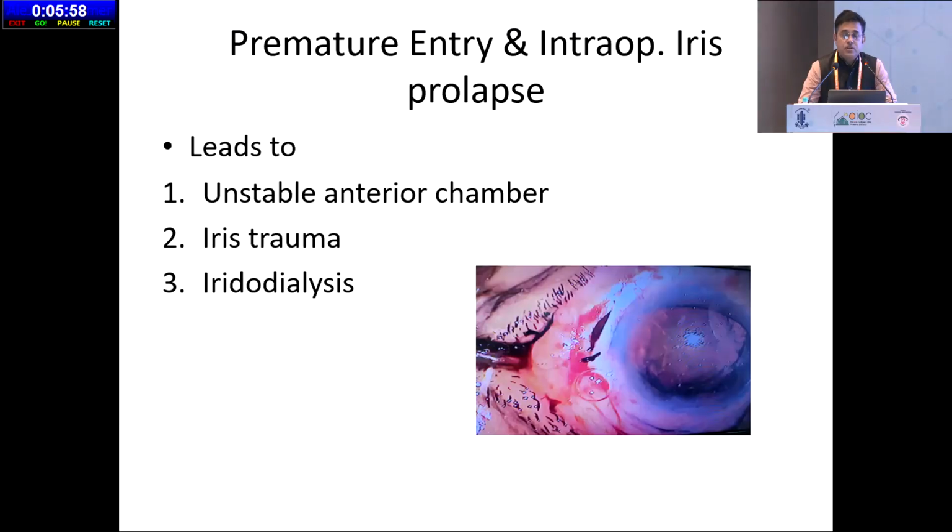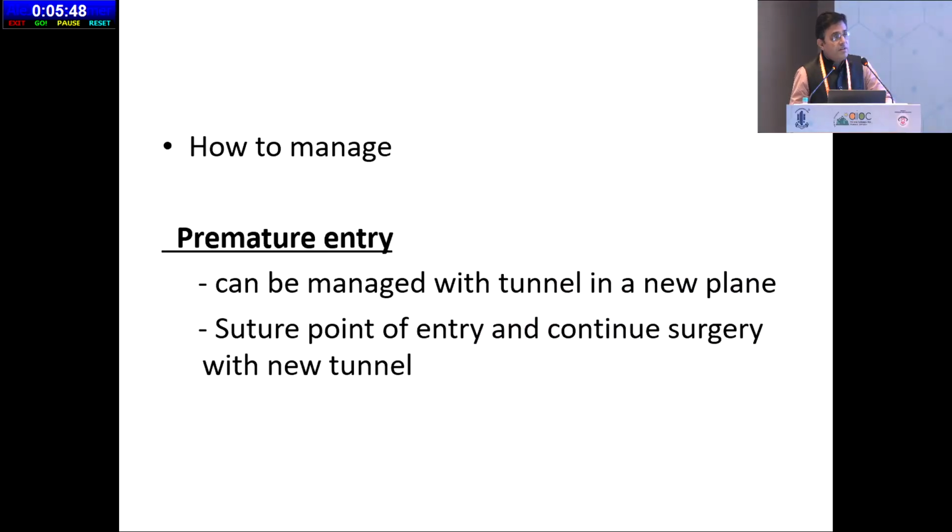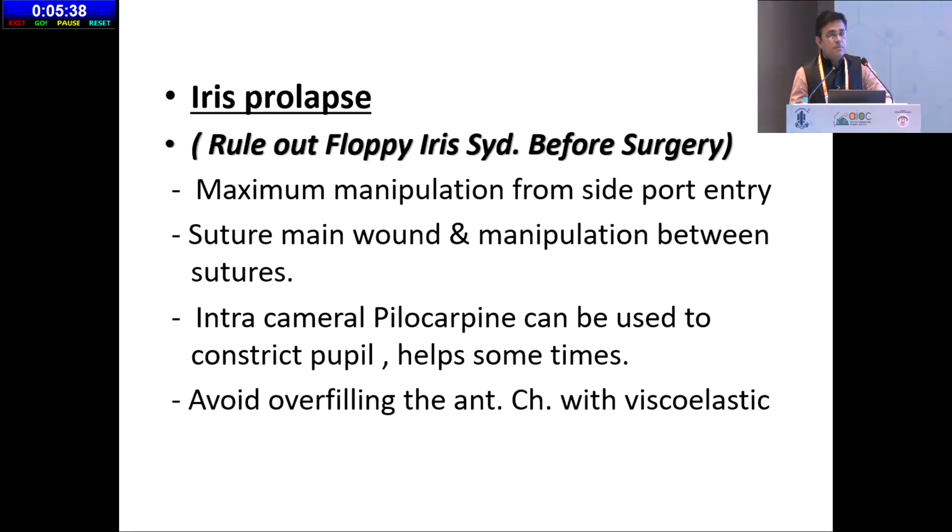First is premature entry and intraop iris prolapse. They go hand in hand. Premature entry leads to an unstable anterior chamber, iris trauma, and iridodialysis. And how to deal with it? If there is a premature entry, it can be managed with a tunnel in a new plane. You can go below that entry, or you can suture the point where the premature entry has happened and continue surgery with that. Then if there is a premature entry, it most often lands up in an iris prolapse.